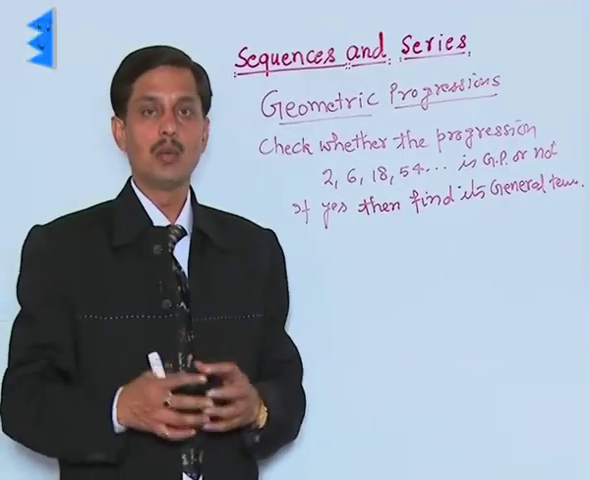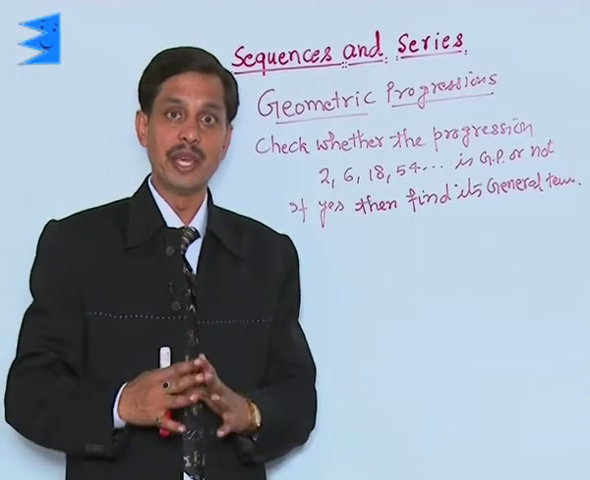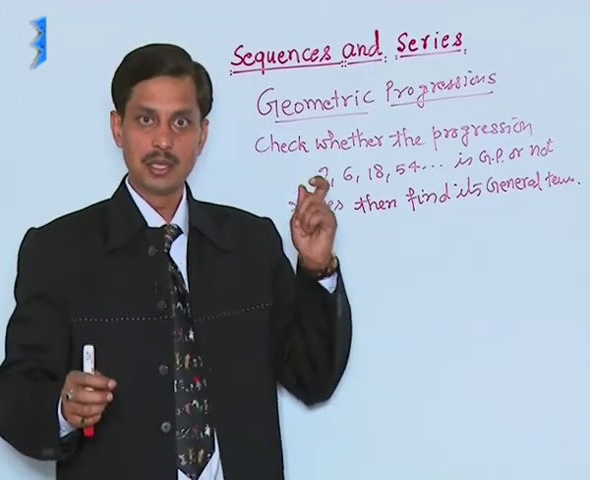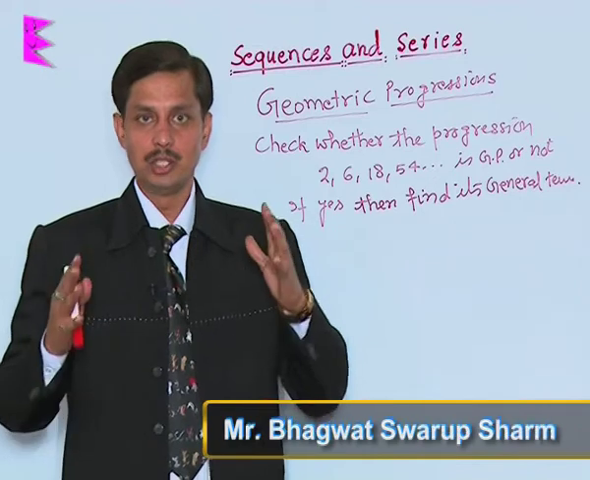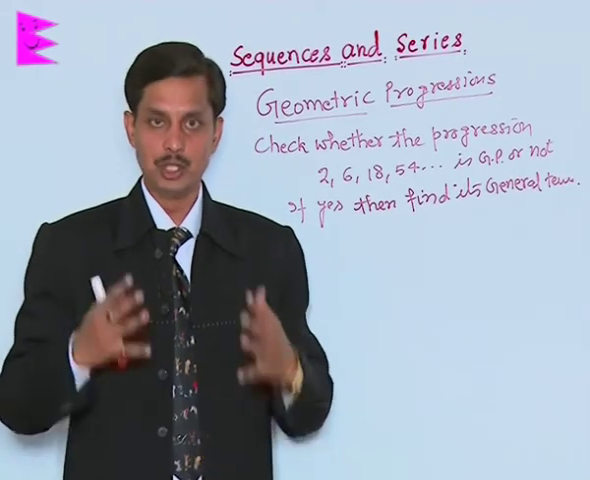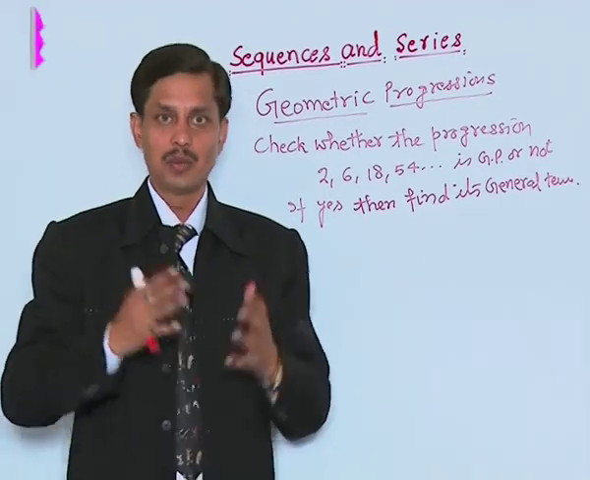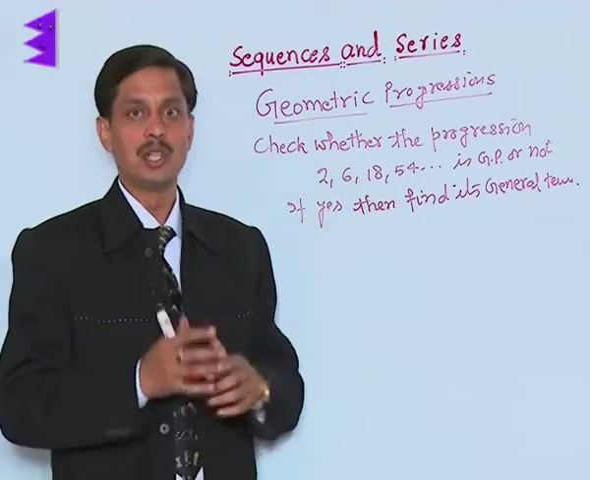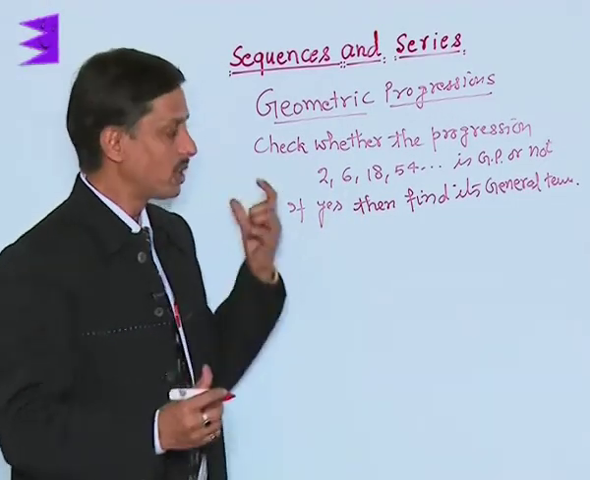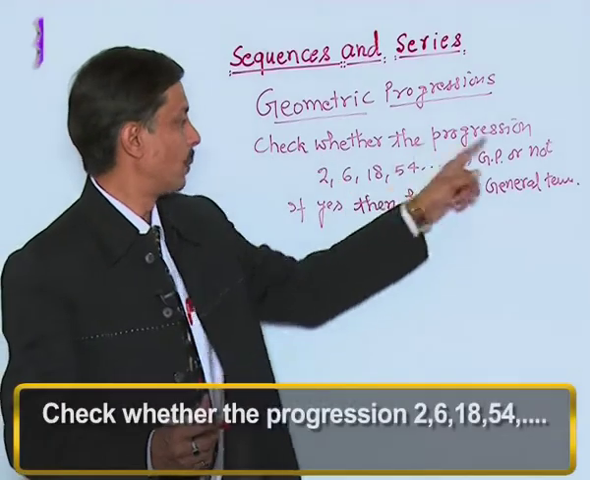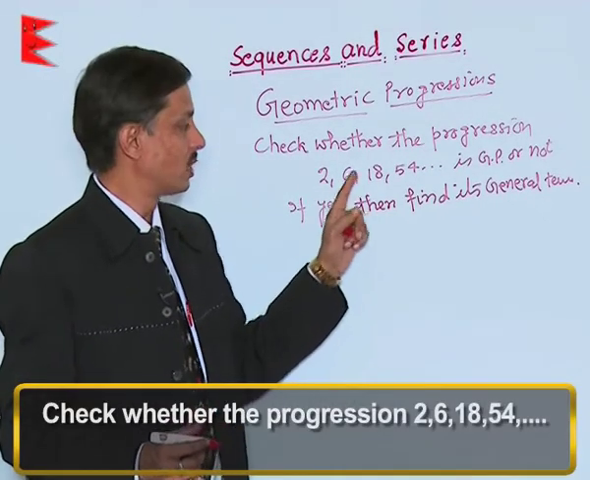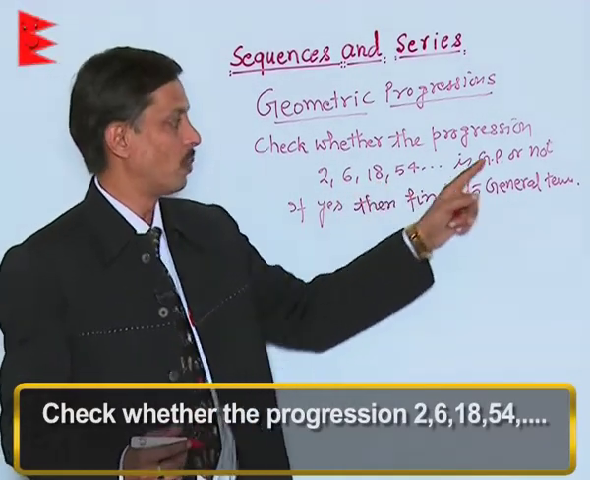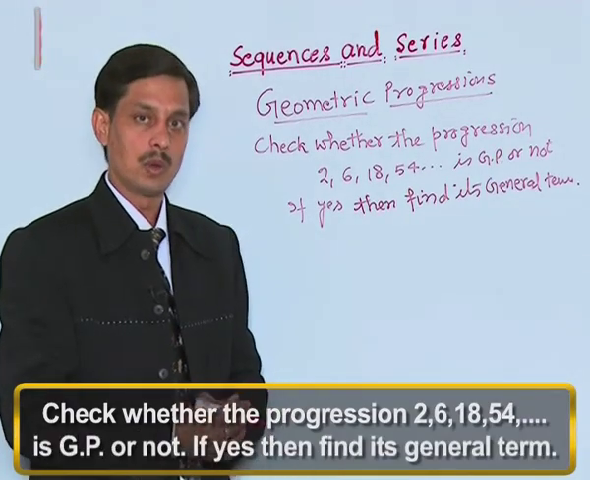Now I am taking one problem where we will verify whether the given progression is GP or not, and if it is GP, then we will find its general term. So the question is, check whether the progression 2, 6, 18, 54 is GP or not.